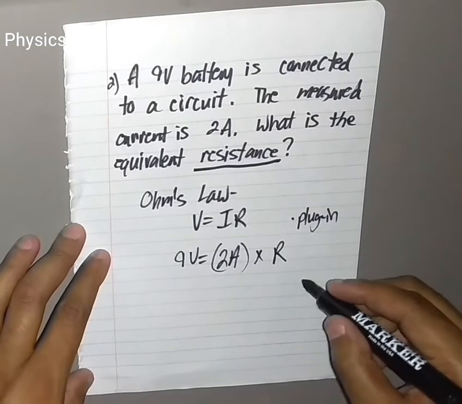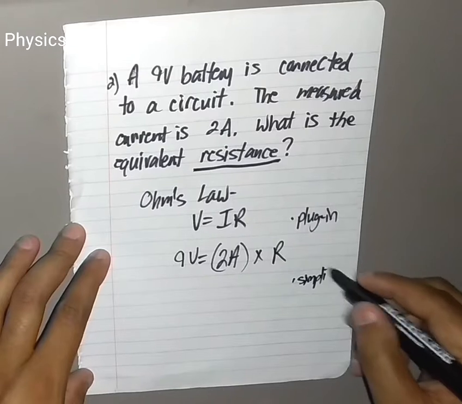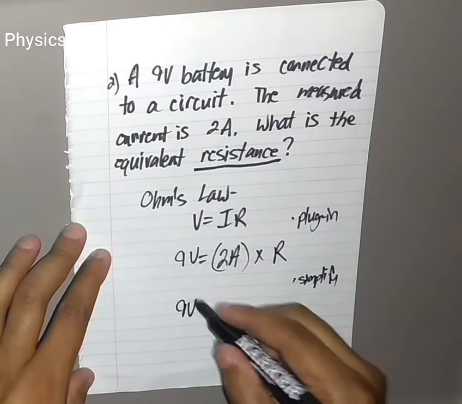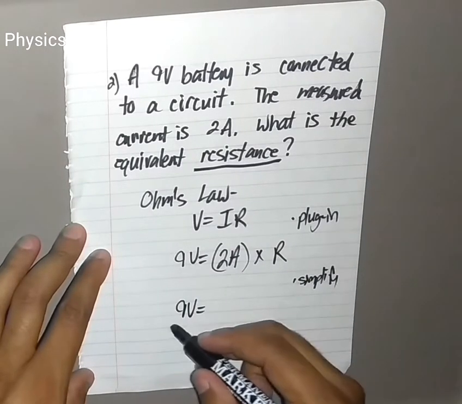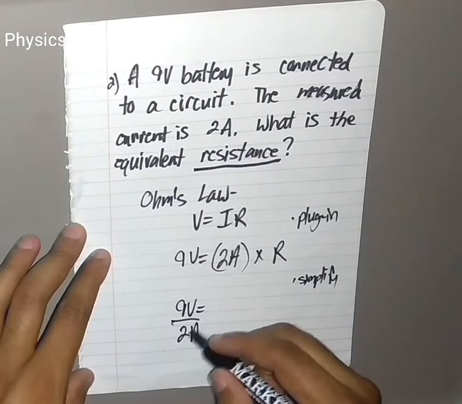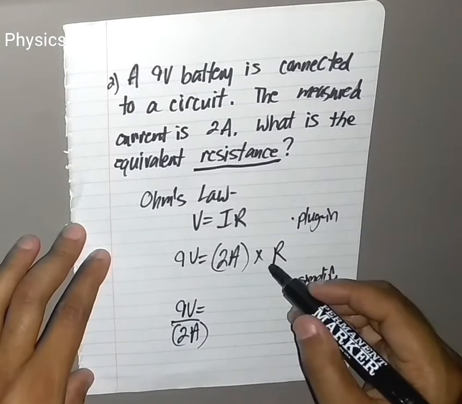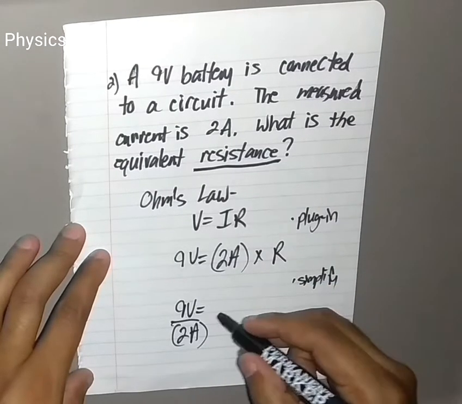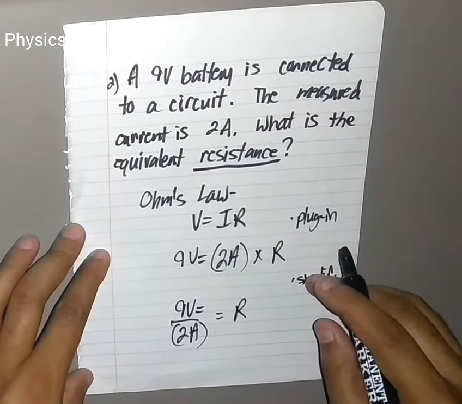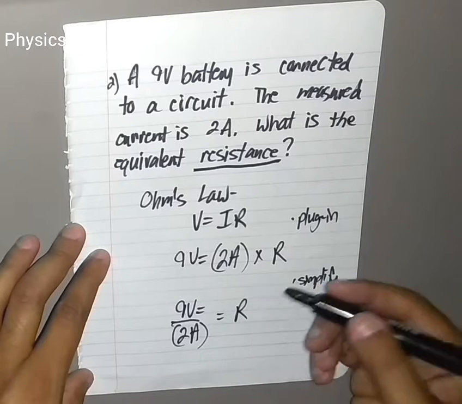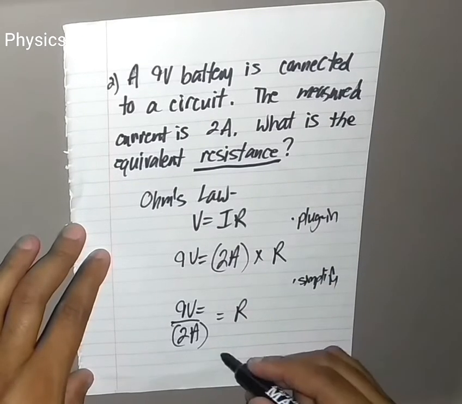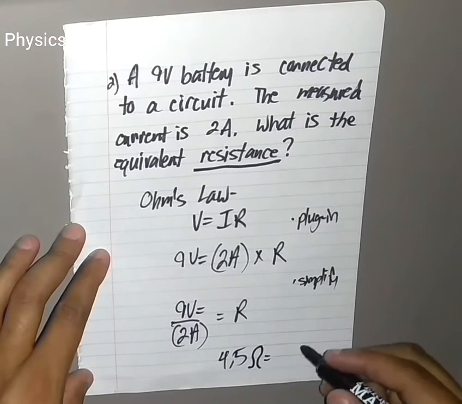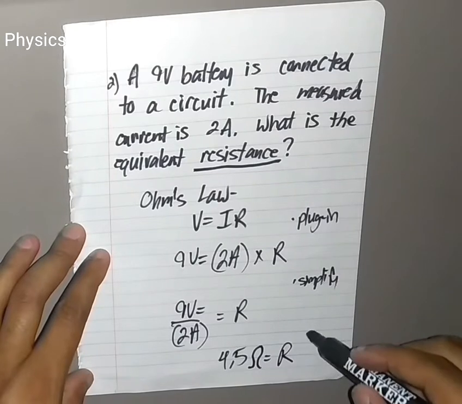So we simplify now. We get 9 volts equals 2 amps times R. Since we're multiplying here, we're going to divide on both sides, and that gives us 9 volts over 2 amps equals resistance. When we calculate it out, we get 4.5 ohms equals our resistance. And there's the answer.